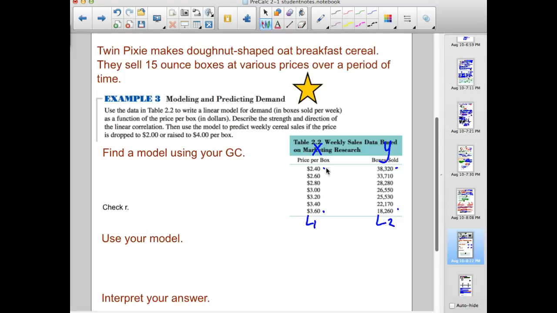So how do we come up with the linear regression? What keys do we hit? Stat, calc. I think it's number 4, right? Linear regression. All right, go ahead and do that. Stat, calc number 4.